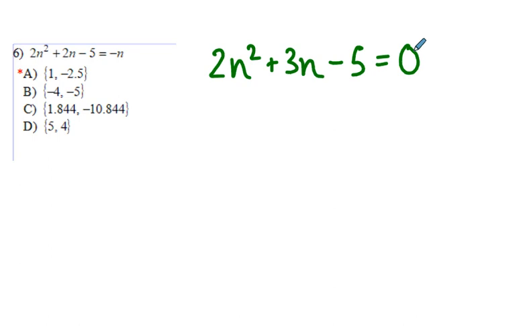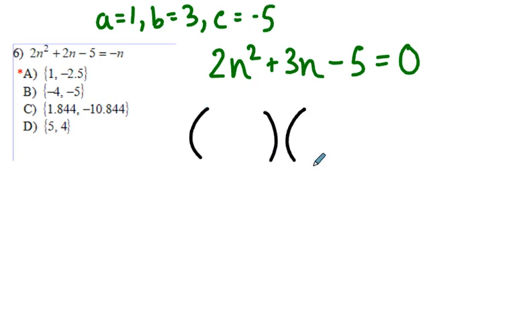If you don't want to try factoring, you can use the quadratic formula. If you're using the quadratic formula, a would equal 2, b would equal 3, c would equal negative 5. So I'm going to factor it if I can, because I don't want to go through all the steps of the quadratic formula if I can avoid it. I know the beginning is 2n squared, so it has to be 2n and n. The last term is minus 5, so it has to be a negative 5 and a positive 1, or a positive 5 and a negative 1 somewhere.